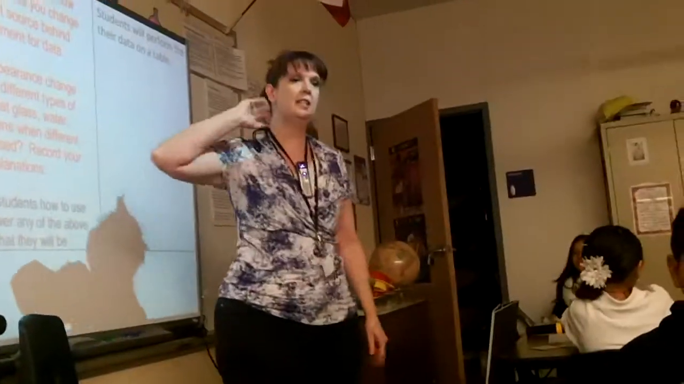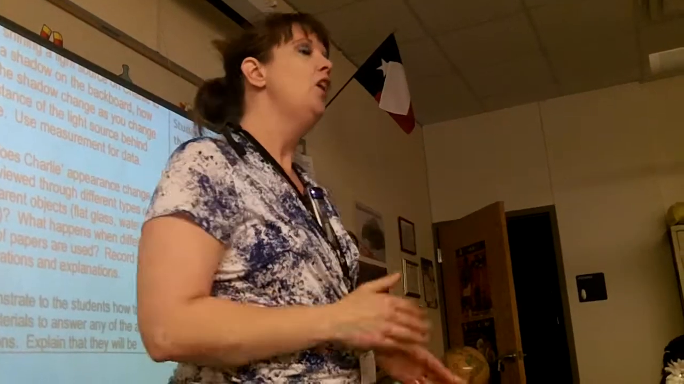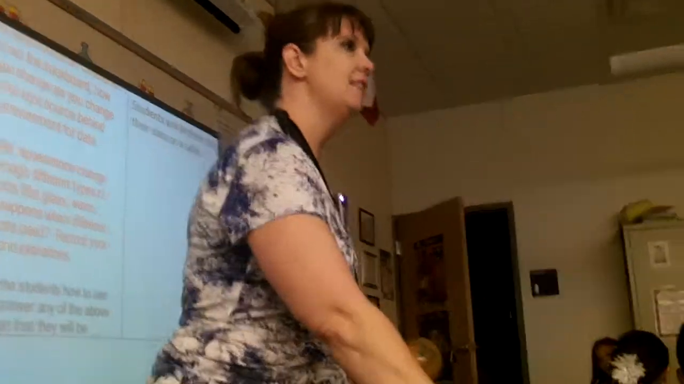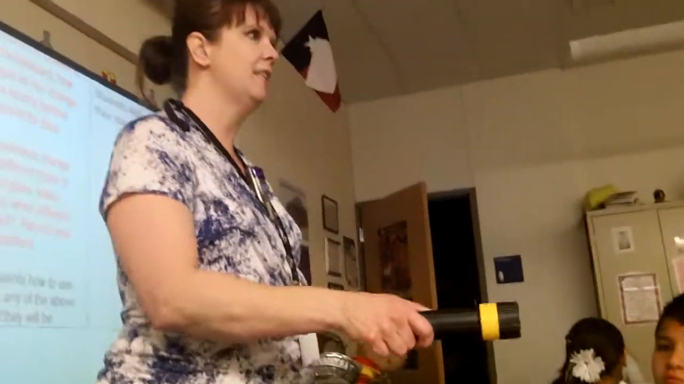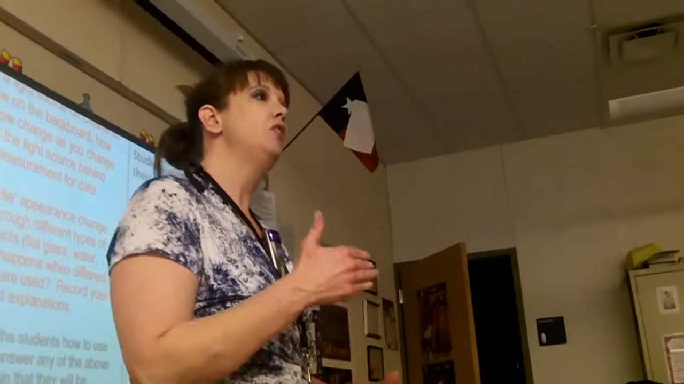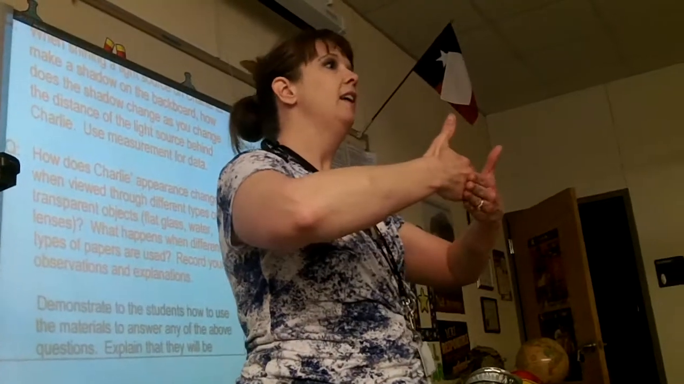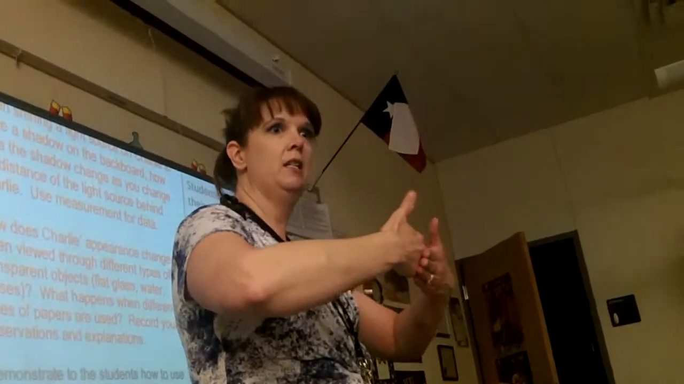Okay, so those are going to be your three choices. Either you can do the mirror test, where you can see how his reflections change with the angles. You can do the light distance test, where you keep Charlie the same and you measure the shadows as you move the light. Or you can do the type of material test, where Charlie and the light stay in the same place, and you change the materials that you put in front of the light and see how that affects Charlie's image.